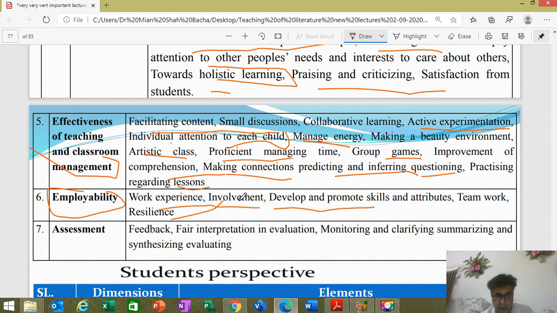All right, we have to share with them the work experience, or how one has to involve oneself, and how to develop and promote skills in interviews for becoming employed, and the importance of teamwork, assessment, feedback. All right, fair interpretation and evaluation. We should be very fair in interpretation, monitoring and clarifying, summarizing and synthesizing, evaluating. Okay.